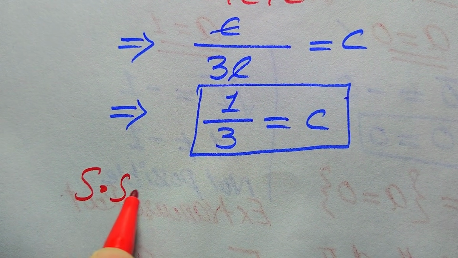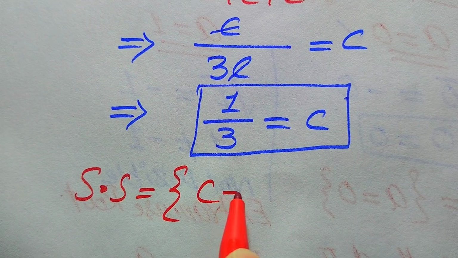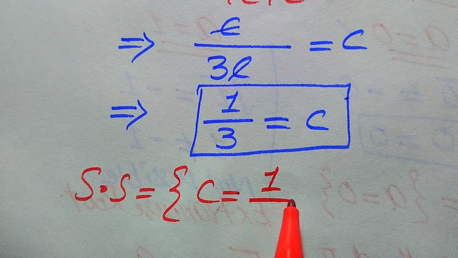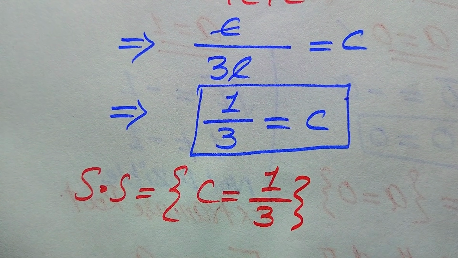So finally we can conclude that the solution set of this problem is c equals 1 over 3. This is the only solution which we get in the second method, but in the second method we cannot get any other extraneous root. So this is our final answer, and thank you so much for watching this video.